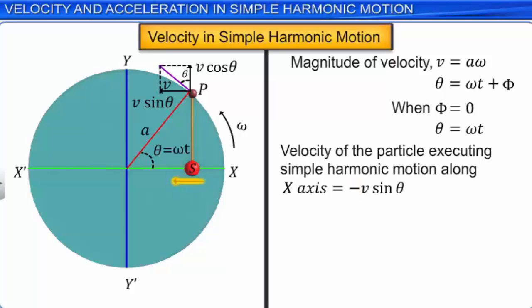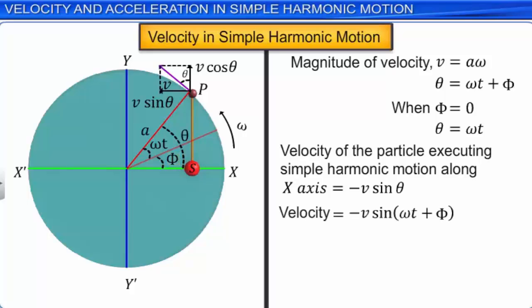If the particle has an initial phase phi, the velocity of simple harmonic motion can be written as minus v sin (omega t plus phi), or minus a omega sin (omega t plus phi).